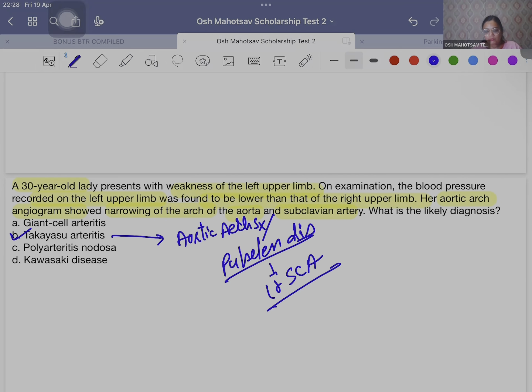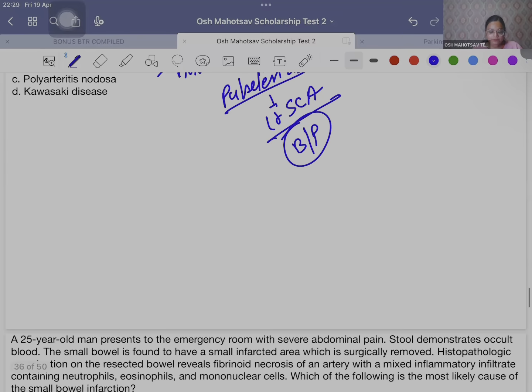Clinically we will find the BP difference in the upper limbs. And in MR angiography, we will find this narrowing. The answer will be Takayasu arteritis.